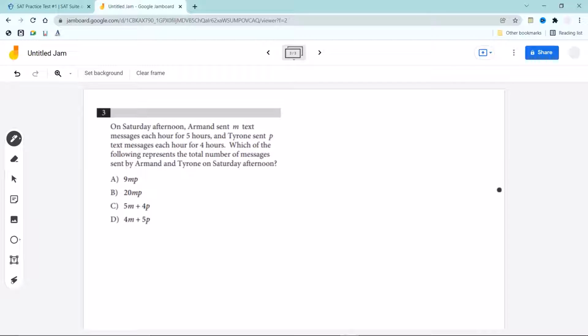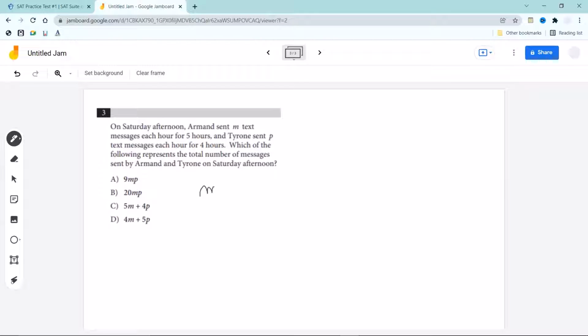So it says, on a Saturday afternoon, Armand sent M text messages each hour for 5 hours, and Tyrone sent P text messages each hour for 4 hours. They want to know which of the following represents the total number of messages sent by Armand and Tyrone on a Saturday afternoon. So Armand's sending M per hour, right?